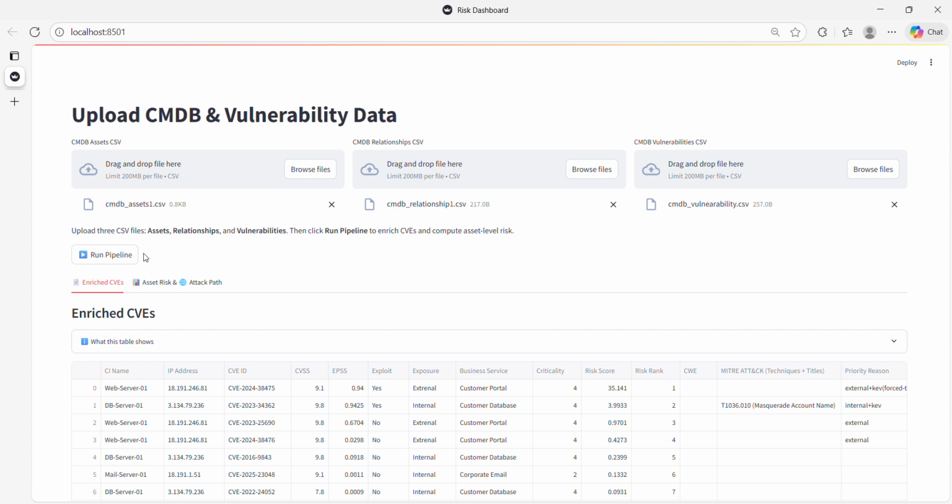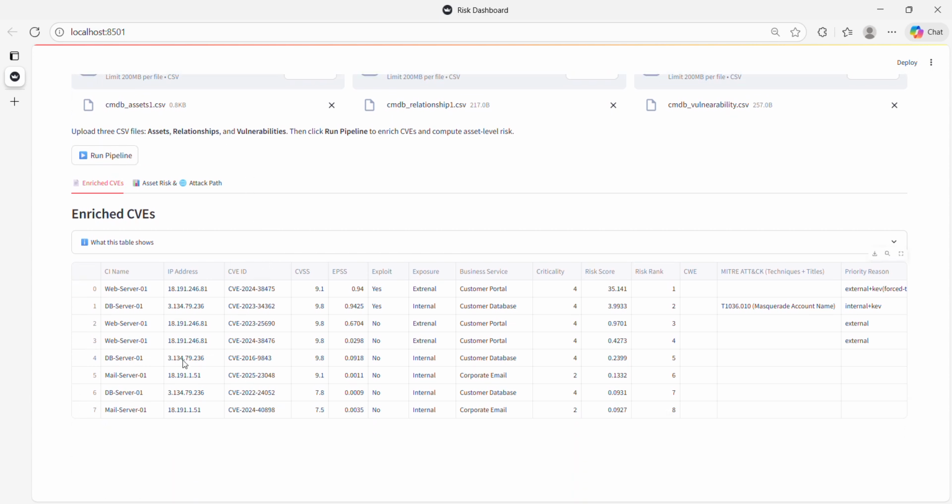running this Run Pipeline, this is how the enriched CVE is going to state it. It states which particular server, what is the IP address, and the CVE that has been identified, and it also provides the CVSS scores too. So this particular dashboard does not stop at the CVSS score risk, but it also identifies the EPSS, that is the Exploit Prediction Scoring System, as well as whether there is any active exploitation going on for this particular CVE, and it also checks for the asset exposure and the criticality of it.